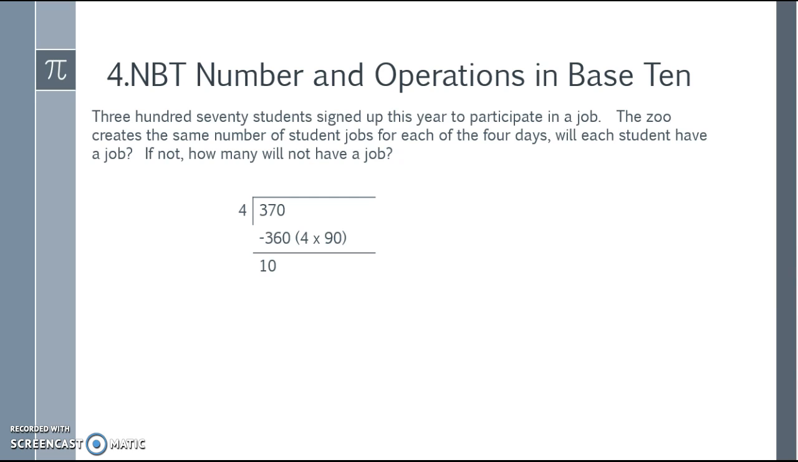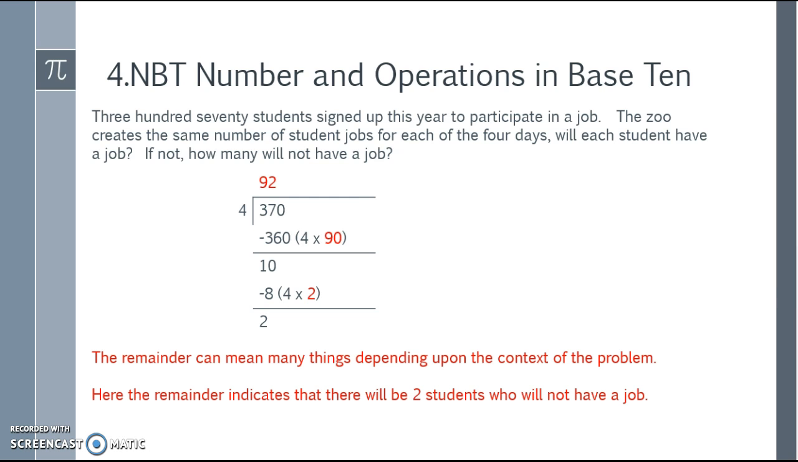When I subtract, I get 10. I know that 4 times 2 gives me 8, so when I subtract 8, I have a remainder of 2. Our solution then would be 90 and 2, so 92. However, I have that remaining 2. So the remainder can mean many things depending upon the context of the problem. Here the remainder indicates that there will be 2 students who will not have a job.